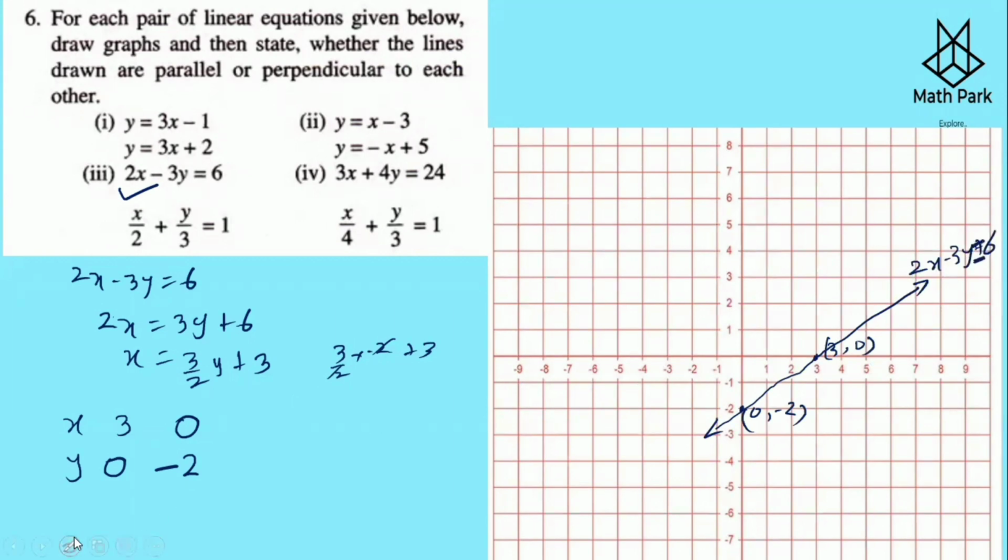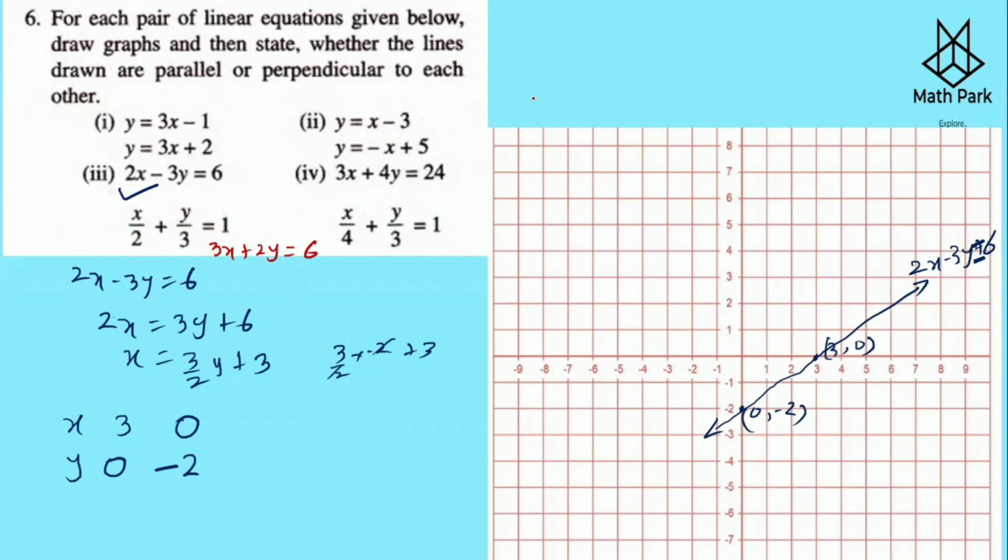So let us do the second equation. It is x by 2 plus y by 3 is equal to 1. If you take the LCM, this becomes 3x plus 2y is equal to 6. So you get 3x plus 2y is equal to 6.